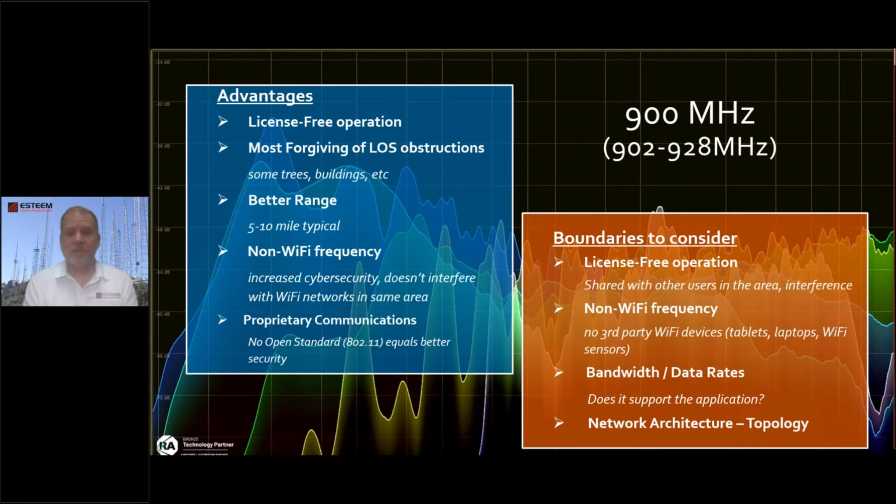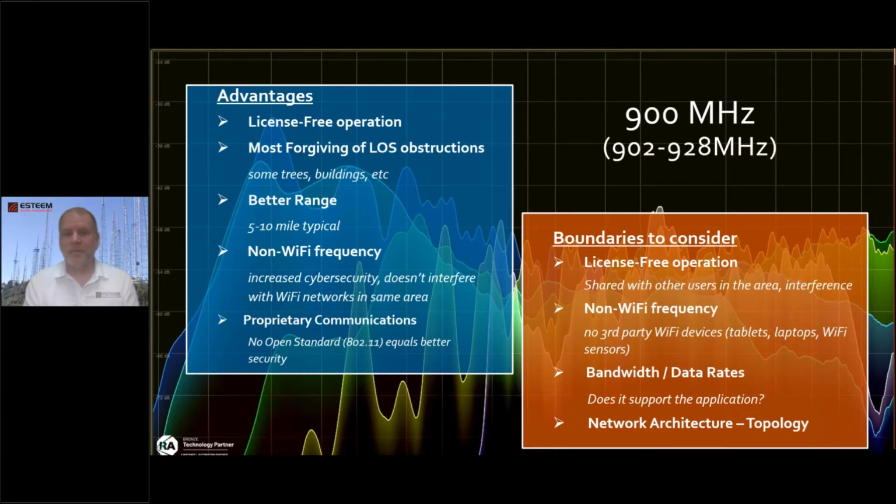There are some boundaries to consider with 900 megahertz. Because it is license free, you're sharing that with other users in the area. Whether you want to consider that a noise floor or interference, there are going to be other networks that we're going to have to coexist with.